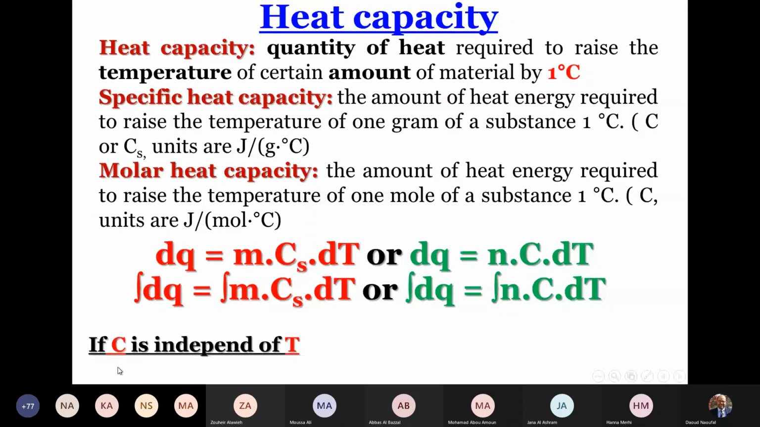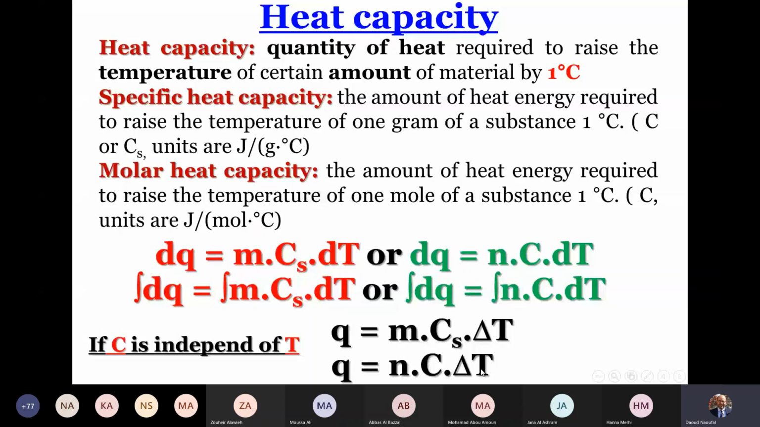First case, if C is independent of temperature, this relation is transformed: m is constant outside the integral, C_s is constant outside the integral, so it equals m C_s times the integral of dT from 1 to 2, so Q equals m C_s delta T, since the integral of dx equals x. So the formula is Q equals m C_s delta T, or Q equals n C delta T. This formula is for a physical transformation where the heat capacity is independent of the temperature.